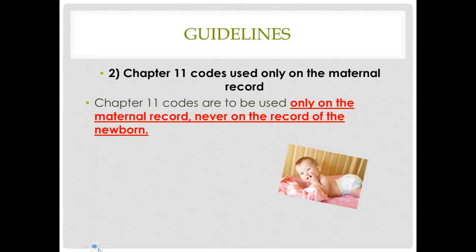You want to keep in mind that according to the guidelines, Chapter 11 codes are to be used only on the maternal record. We can never use these codes on the newborn's record. So again, codes 630 through 679 are only used for the mother.